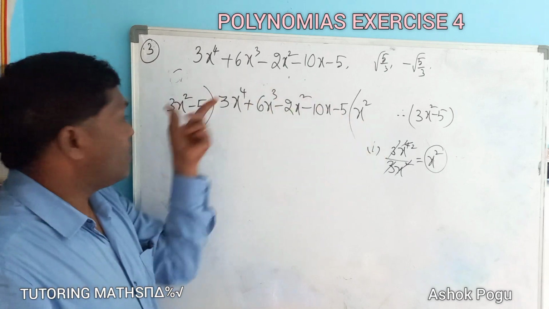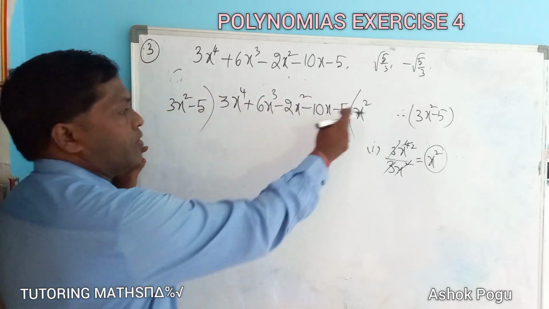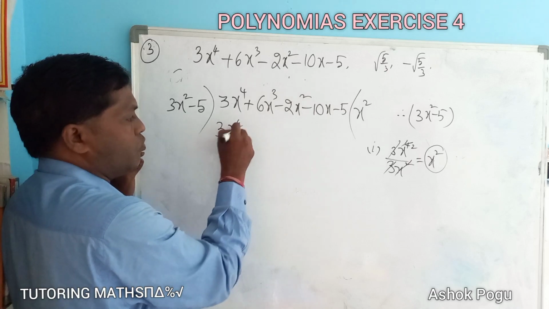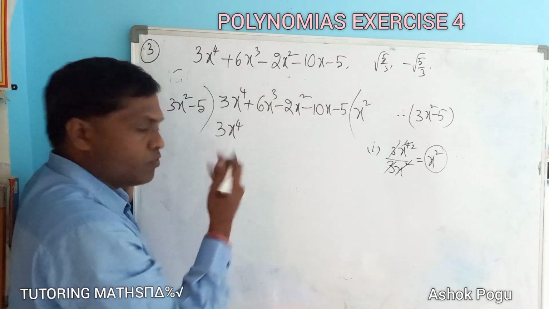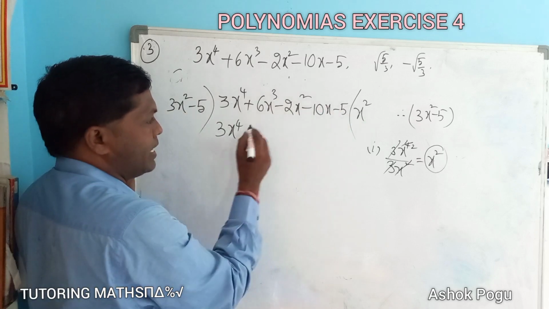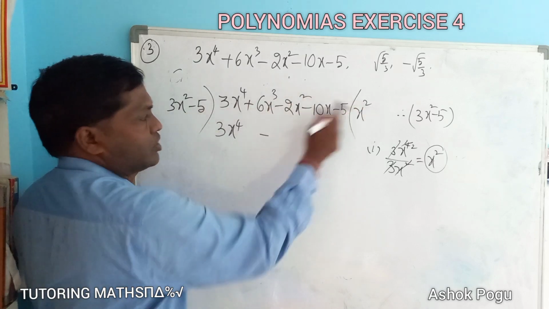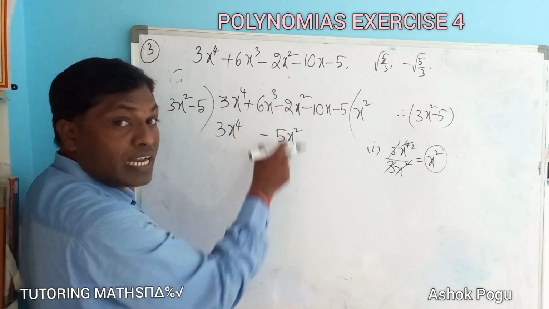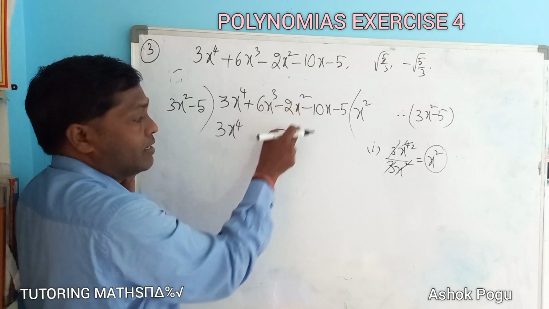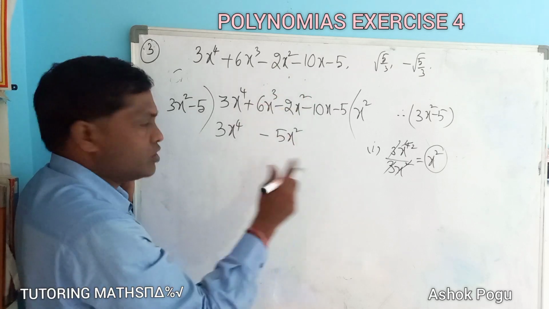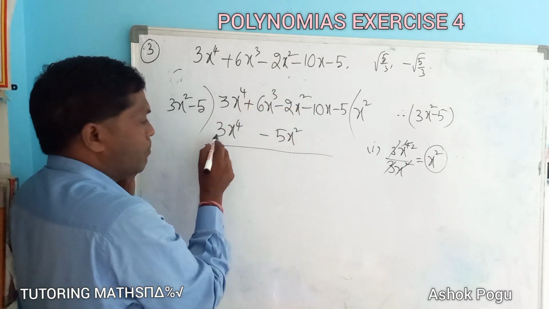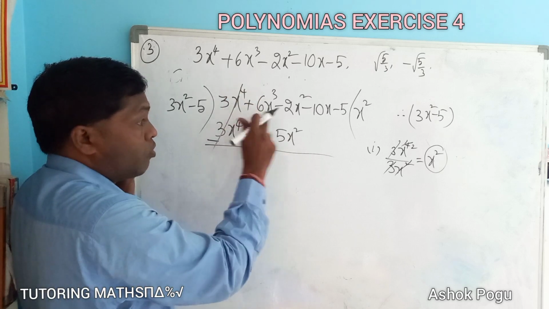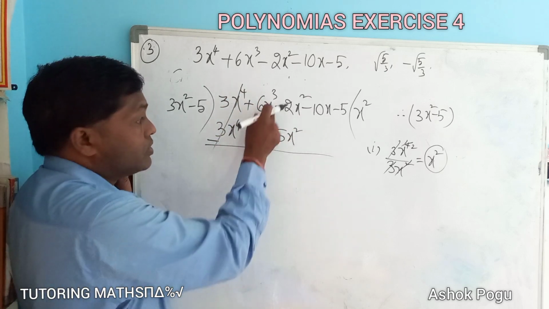That quotient should be multiplied by the whole expression. That is 3x square into x square, 3x to the power of 4, since 2 plus 2 is 4. Minus into plus minus 5 into x square, 5x square. The like terms should be grouped, that's why I have taken this 5x square just below the x square, not below x cube. Plus becomes minus, minus becomes plus, both get cancelled. So according to the descending order of powers, you take it down.